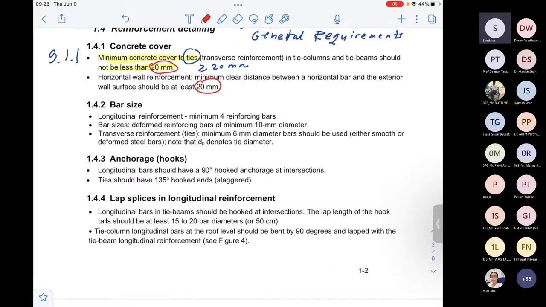Bar sizes. For longitudinal reinforcement, it is required to have, and that is in section 9.1.2, minimum 4 reinforcing bars and the minimum 10 millimeter diameter. So this is according to the code, minimum 4, 10 millimeters. So no matter which steel grade you use, you need to have 10 millimeter bars. And for ties in tie columns and tie beams, it would be in section 9.1.3, and it would be 6 millimeters diameter. That is for ties. So you could use 8 as well, but 6 is the minimum.